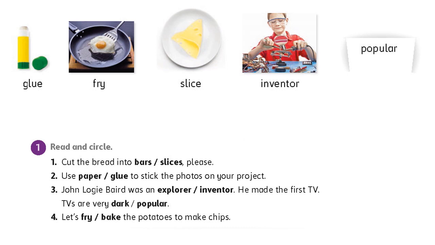Number 1, cut the bread into, of course, slices. 2, use what to stick the photos on your project? Use glue. 3, John Logie Baird was, he made the first TV. So he made something new, it means he was an inventor. TVs are very popular, it's famous and common among people. 4, let's fry the potatoes to make chips. What do we do to the potatoes to make chips? We fry them.